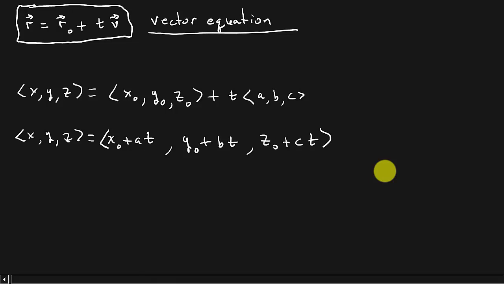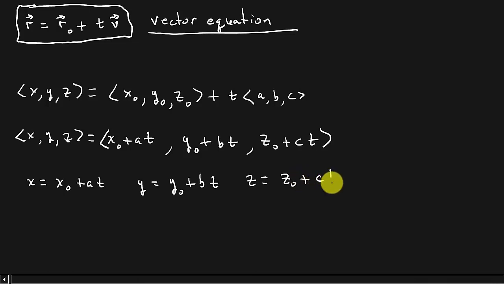All right. So now, how do we know when these two vectors here are equal? Well, it's when their components are equal. So x has to equal this. So x equals x0 plus AT. Y is equal to y0 plus BT. And z is equal to z sub 0 plus CT. All right.